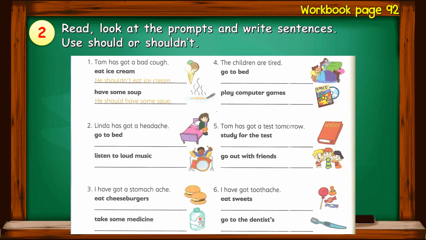You look at number 1. Tom has got a bad cough. Eat ice cream. Have some soup. So, one is should, one is shouldn't. So, when you have a bad cough, you shouldn't eat ice cream. Okay? Then, for Tom, he should have some soup. Do the same for question 2 to 6 in your workbook.